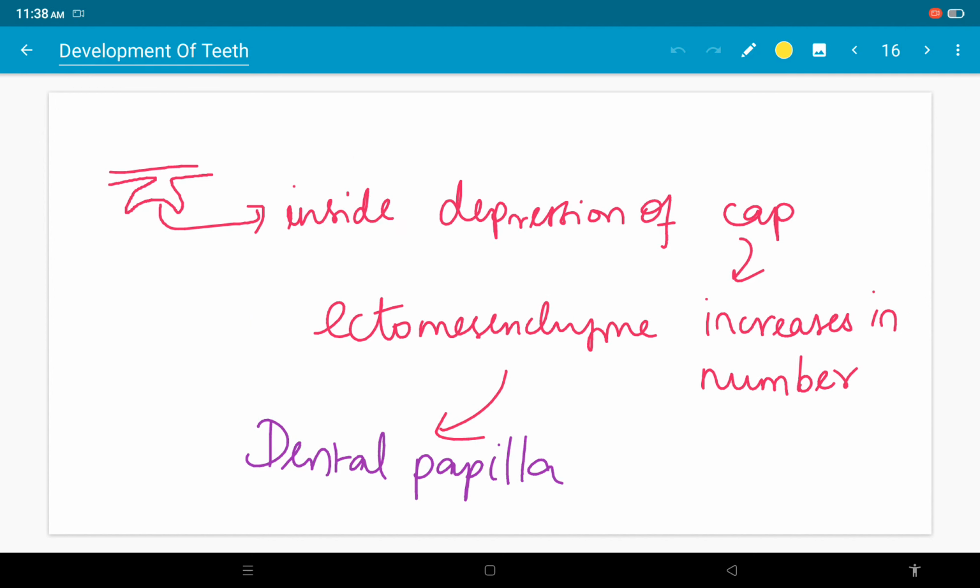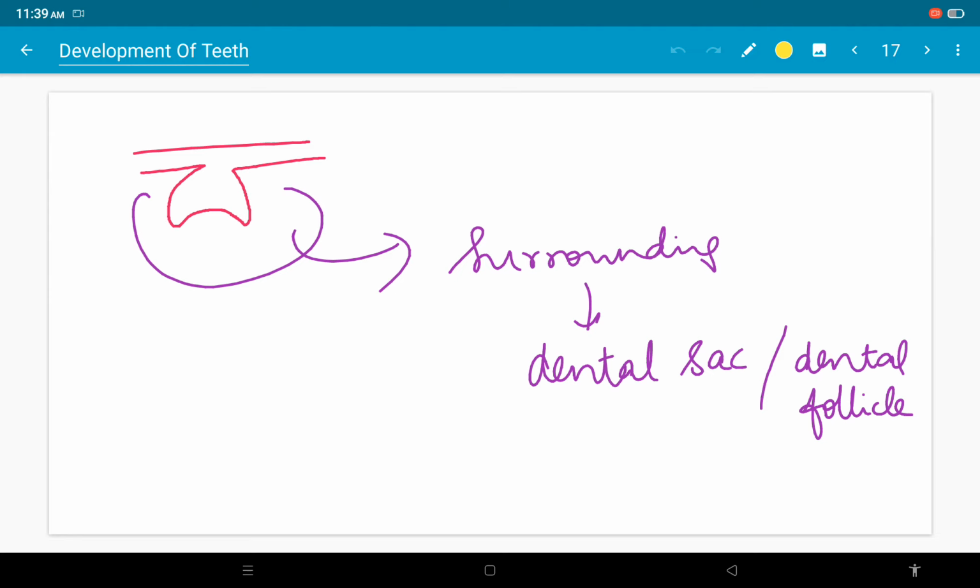So inside the depression of the cap, you could see here, right? Inside the depression of the cap, ectomesenchyme increases in number. It proliferates. So this region is known as dental papilla. Inside the depression of the cap, this is the dental papilla, and surrounding it, this region is known as dental sac or dental follicle. It is also highly active and highly proliferates.